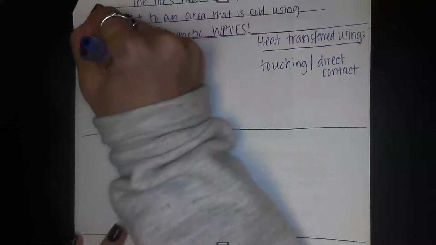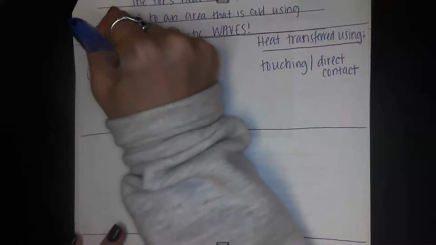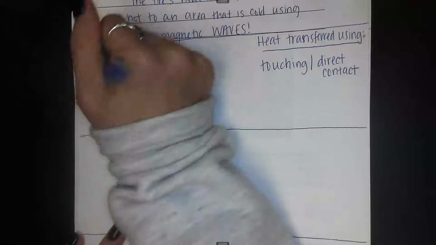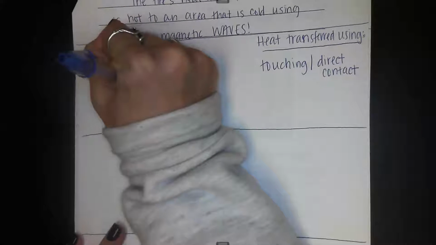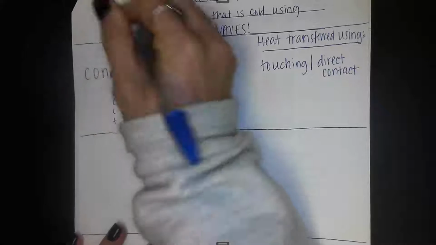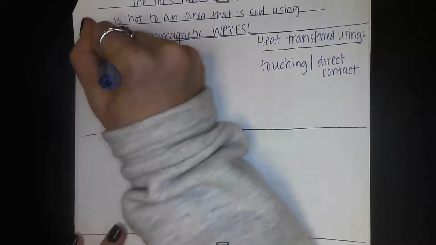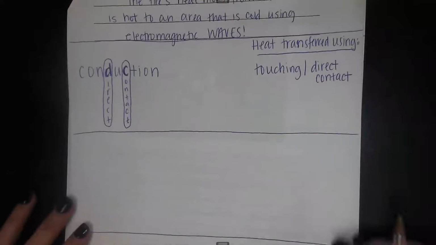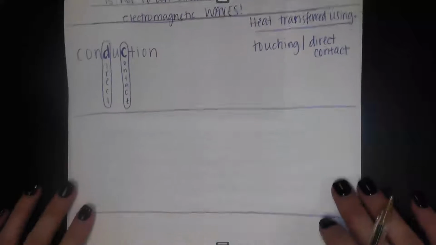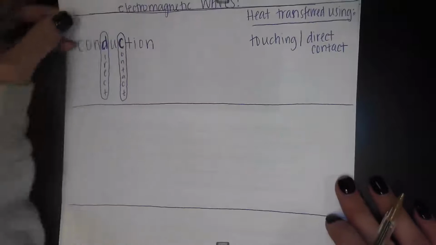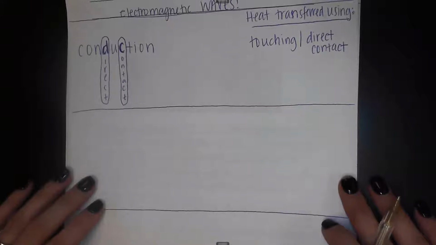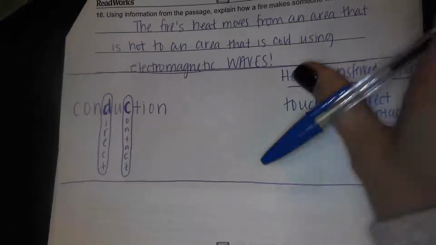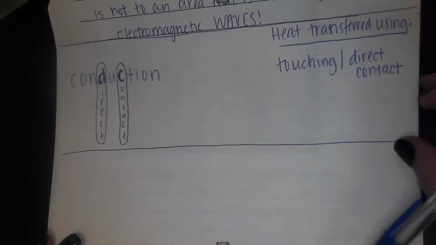The D in direct and the D in conduction, and the C in conduction stands for direct contact. You got to find a way to remember. And I've noticed that as we go through the year, a lot of students are finding their own tricks. So eventually, when you don't have me as a teacher, you guys can use this as a resource. So it's heat transfer using touching or direct contact. The D stands for direct and the C stands for contact.